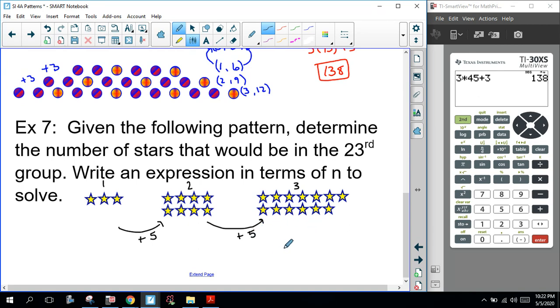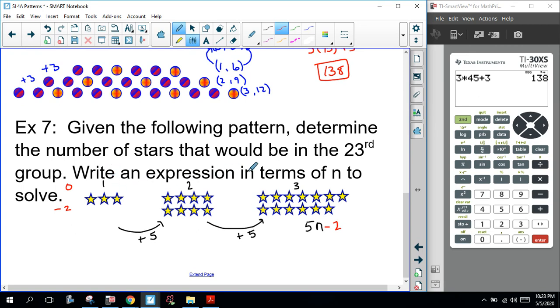So my expression is going to be 5n. And then to figure out the intercept, remember we've got to go back to 0. So this is the first group. So go back to the 0, and I subtracted 1 here. So I'm going the other way. So instead of adding 5, I'm going to subtract 5. Well, off the 3 stars, I subtract 5 stars. I would have negative 2 stars, which isn't possible. But for the expression, that's what I need. So it's going to be 5n minus 2.